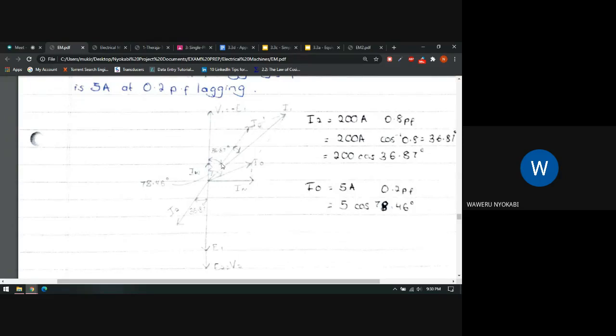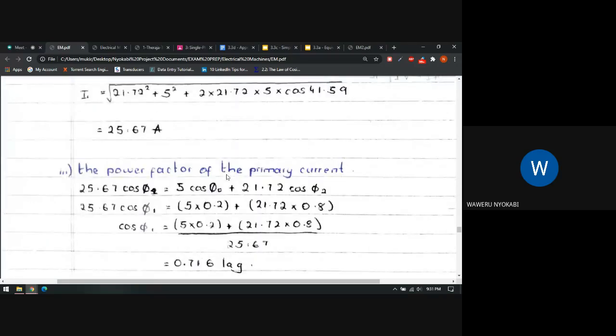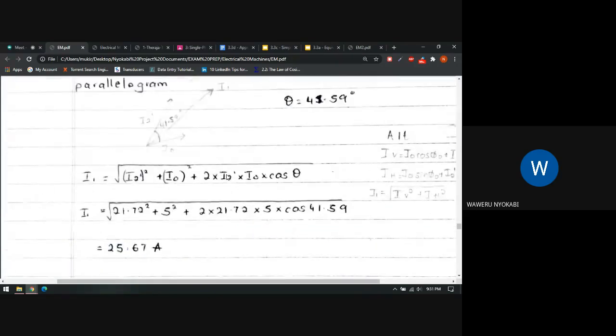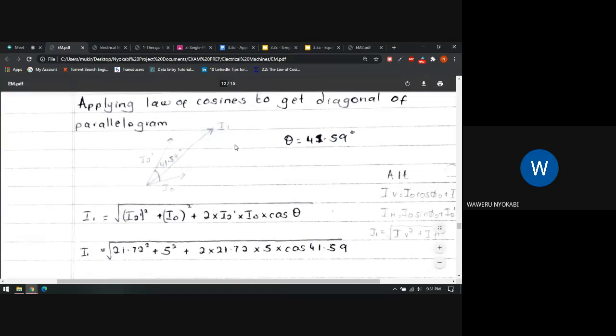Oh, guys, sorry. When I was telling you that the 41.59 is this angle, it's this angle between I2 prime and I naught, the angle here. I'm so sorry. Yeah, so it's this whole angle. When you look at this and you complete it like this, it's a parallelogram. So what we want is the diagonal of the parallelogram. The diagonal of the parallelogram is I1, so that's how we're going to get the magnitude.